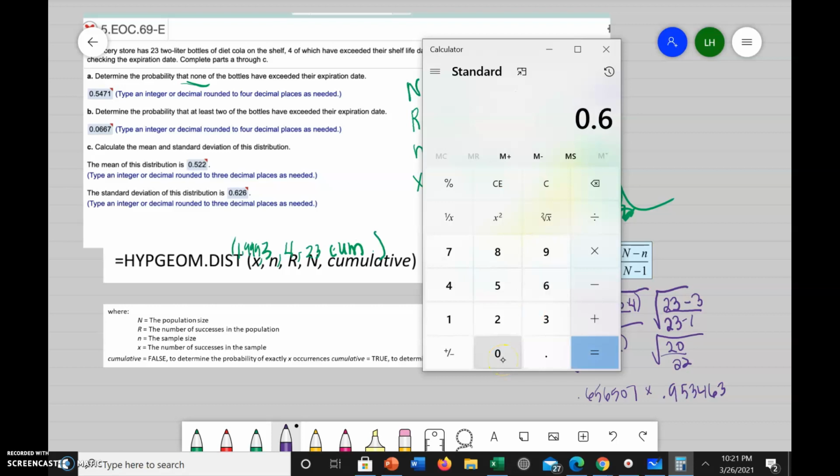So 0.656507, and you could do this in Excel, times 0.953463, and you end up getting 0.626, which is the standard deviation.